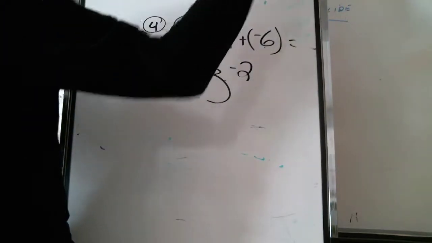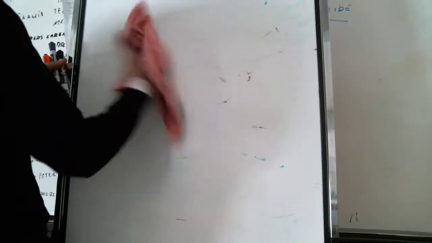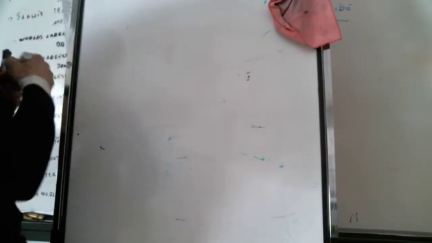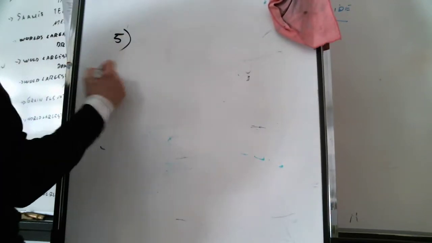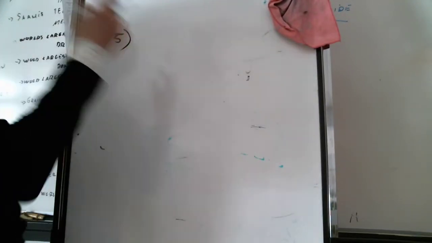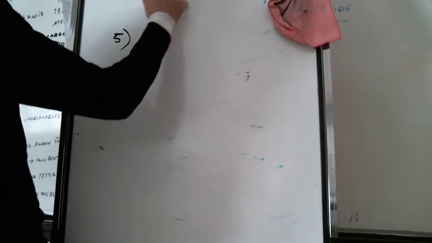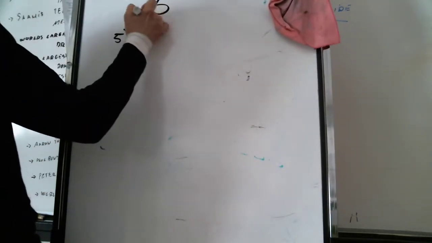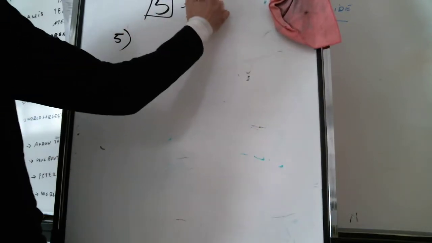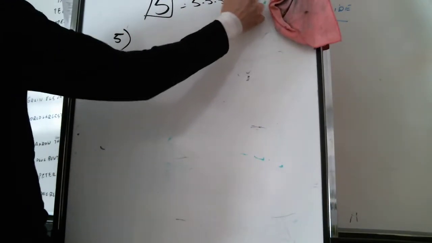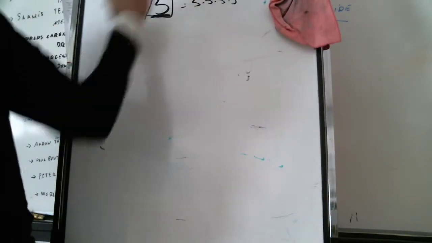Number 5. Number 5 is in this spot for a very specific reason. Number 5 is different bases. So everything in our exponent laws deals with the same base. A base is the bottom number. It's the big number that we multiply by itself. 5 times 5 times 5 times 5. 5 is my base. This is not.